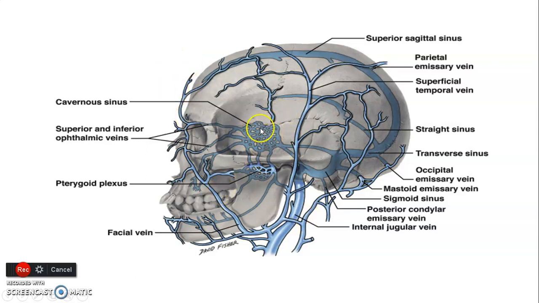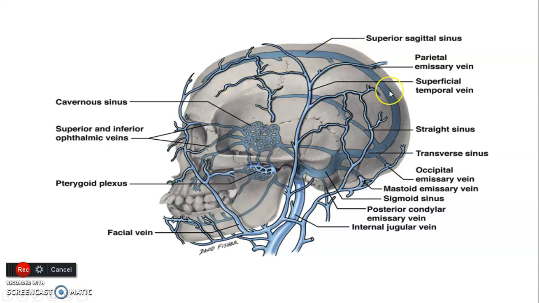And then this is to show you your cavernous sinus. You can see it's communicating with superior and inferior ophthalmic veins. It's also communicating with the pterygoid venous plexuses, and with the superior and inferior petrosal sinuses. So all these are communications of the cavernous sinus.